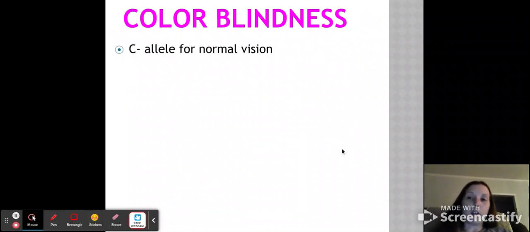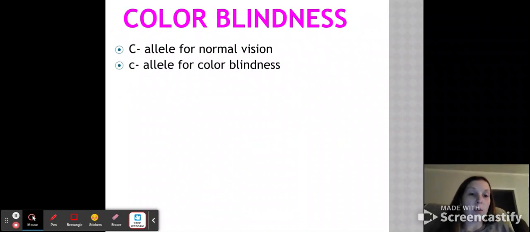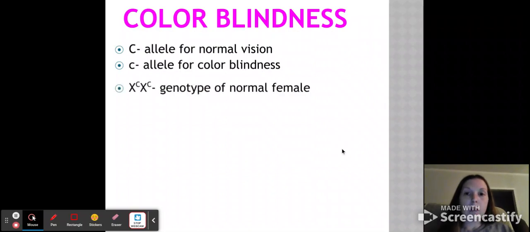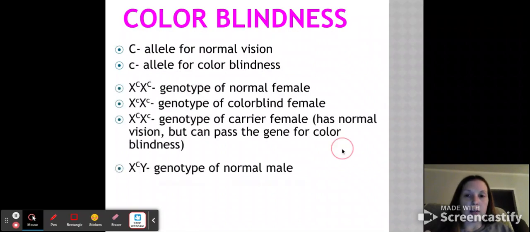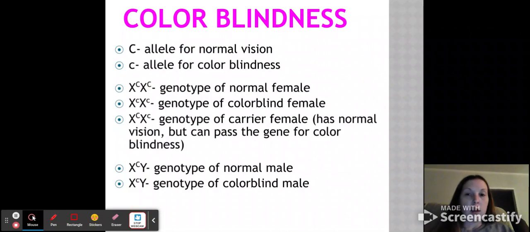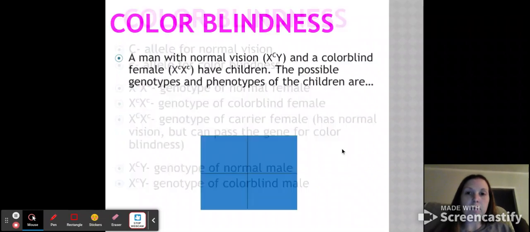So now let's move into color blindness. So a capital C is normal vision, lowercase c is color blindness. So remember that means recessive as well. And we've got our genotypes here. So I'll just kind of start these. Remember, all uppercase means normal. One uppercase means you're still going to look normal, but you have a carrier as a female. And then you can see the genotypes for your males here. So pause this if you need to write these down.